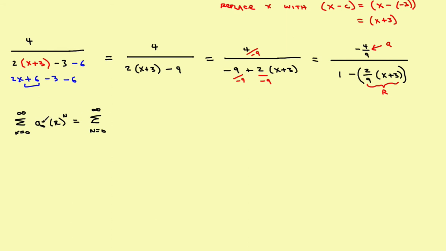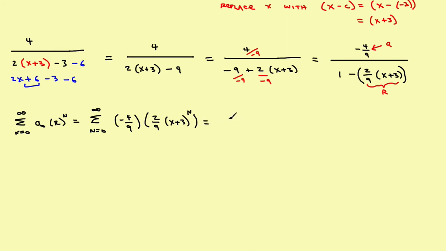let's see here. So a is minus 4 ninths. So I'm going to put that in parentheses, minus 4 ninths times r. And r is going to be, I think I'll actually write it in just like it is. r is going to be 2 ninths times x plus 3, the whole thing raised to the n power. So it'll look like that. Okay, and I'll put parentheses around that.